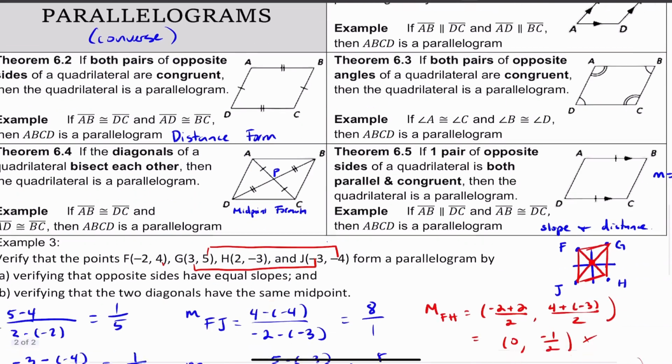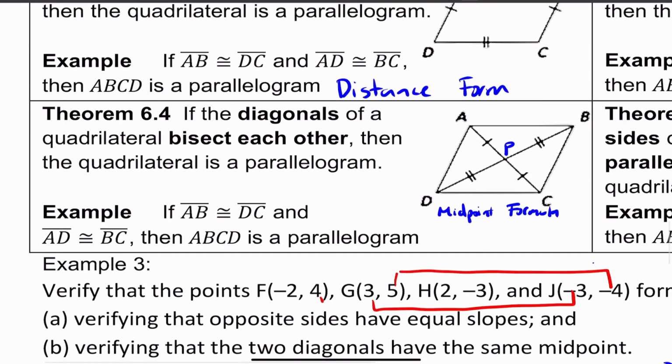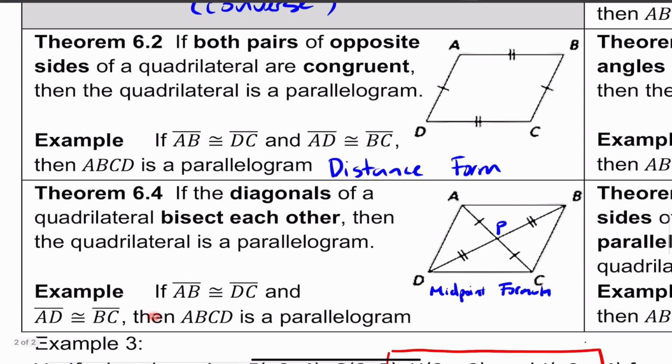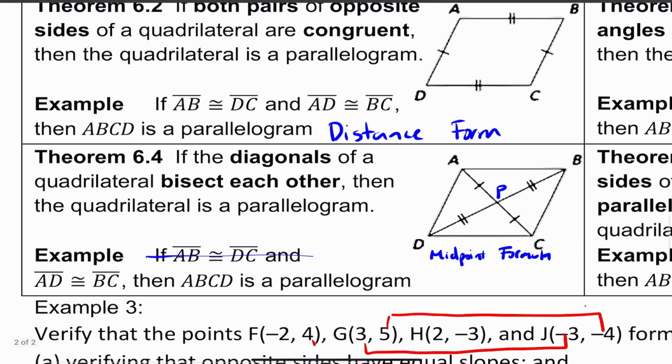So the example shouldn't be if segment AB is congruent to segment DC and segment AD is congruent to segment BC, then ABCD is a parallelogram. That's not the correct example. In fact, that example goes under theorem 6.2, where you're talking about opposite sides of a quadrilateral being congruent. Here, we're not talking about sides, we're talking about diagonals, so this is just a little typo.